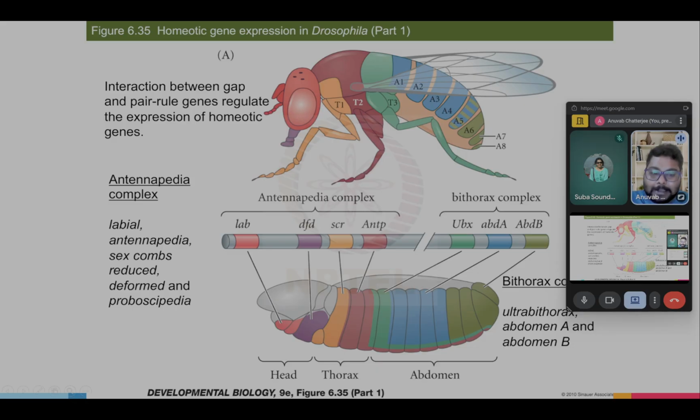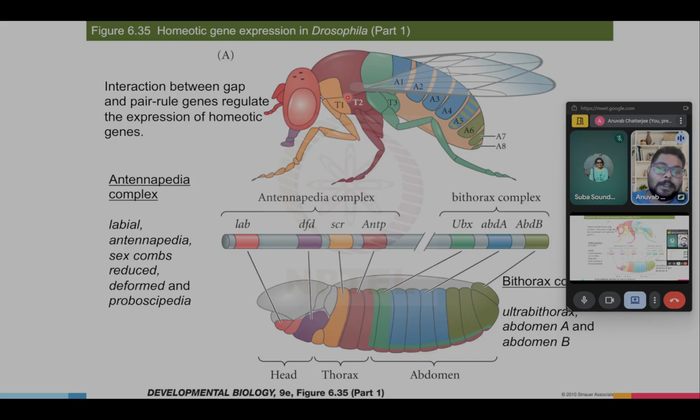And the next set is known as the segment polarity genes. The segment polarity genes are expressed only at the anterior of some of the segments, and other genes are expressed on the posterior of some of the segments. So essentially, as we have already determined the anterior and posterior of the entire embryo, now the segment polarity genes determine the anterior and posterior of the specific segment.